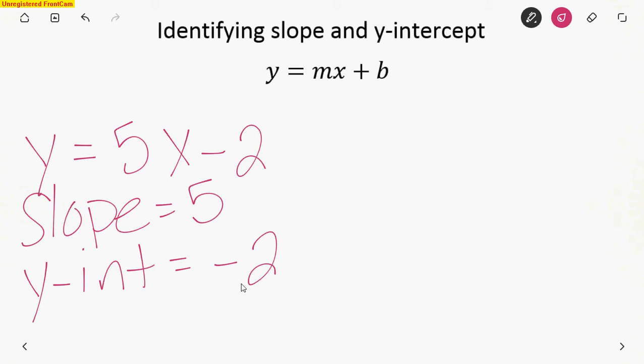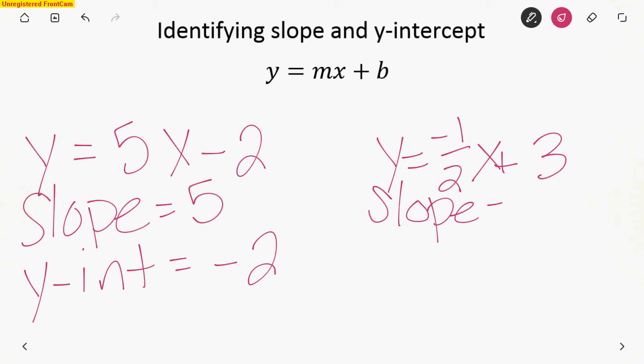Our next equation, we have y equals -1/2 x plus 3. For this one, our slope is -1/2, since that's the number we're multiplying by x, and our y-intercept is 3, since that's the number being added on the end of the equation. Okay?